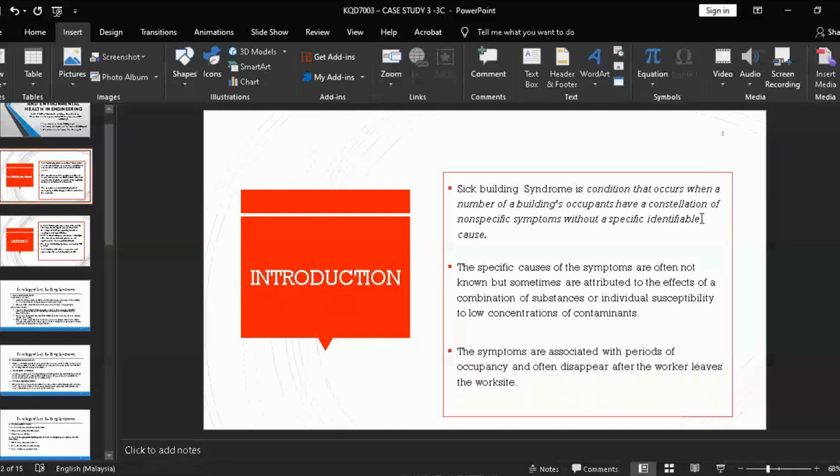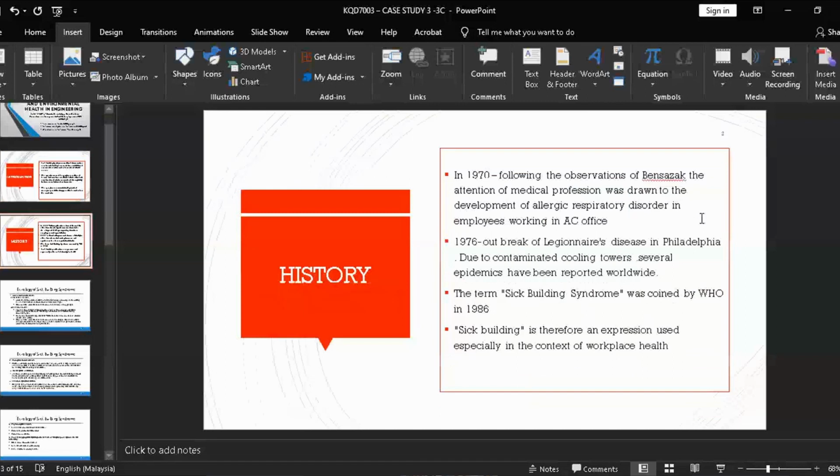It's basically a constellation of non-specific symptoms without a specific identifiable cause. So Legionella is a bacteria that's identifiable, correct? Yes. It's Legionella bacteria, so it cannot be considered sick building syndrome. Sick building syndrome occurs when there are unidentifiable causes, usually due to VOC. Most of the time, sick building syndrome is due to volatile organic compounds.